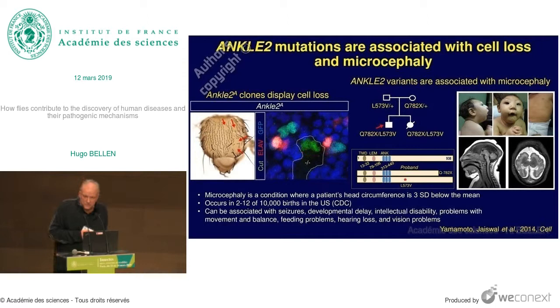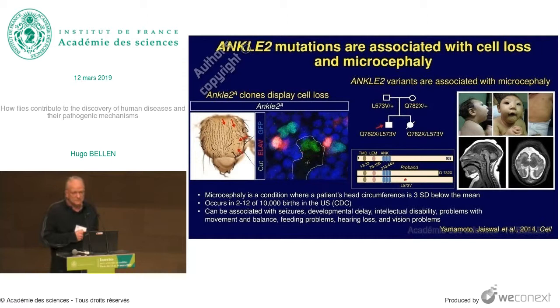We posted all of the 165 genes on GeneMatcher to find if physicians had identified mutations in those genes. And we got a hit for ankyl 2, where there was a father who carried a mutation, and a mother who carried a truncation in this gene, ankyl 2. And they had two kids, and both of these kids had very severe microcephaly. This is about the most severe microcephaly you can get.